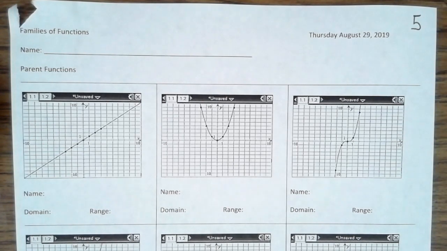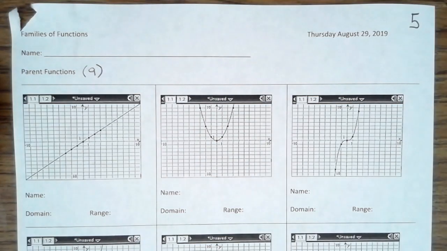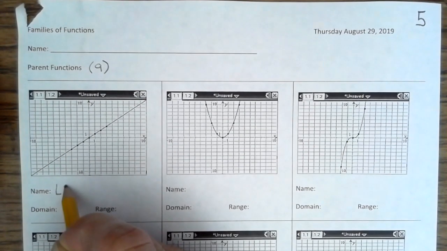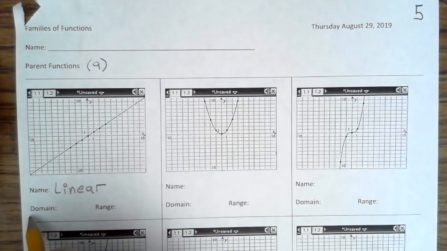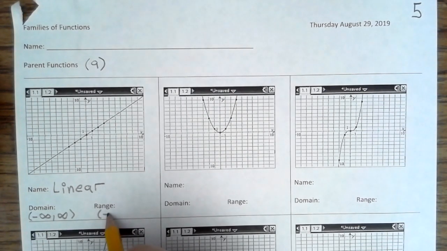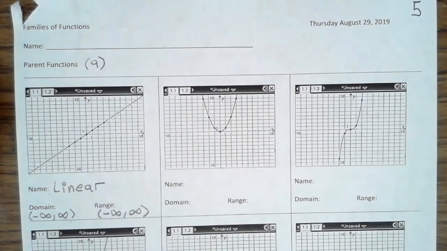Okay, now there are 9 parent functions in the family. The first one is linear, and the domain and range are both negative infinity to positive infinity. The reason is that the domain goes left to right, and there are no start and stopping points, so it's infinite in both directions. The same can be said about bottom to top for the range.